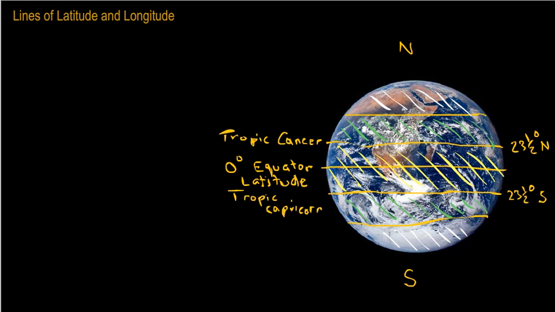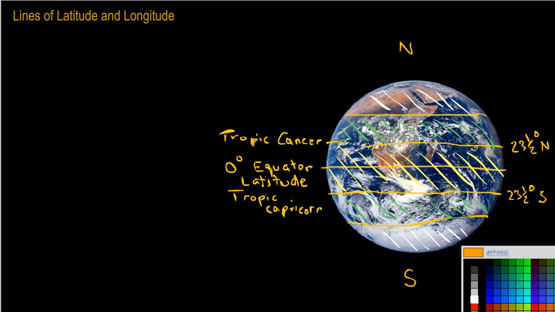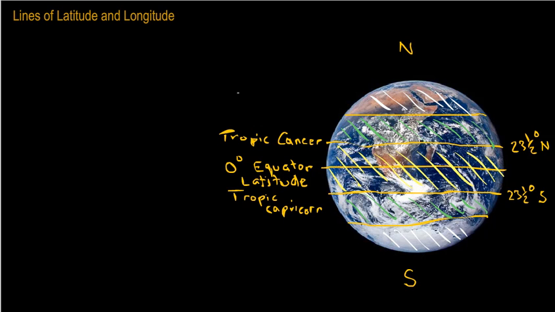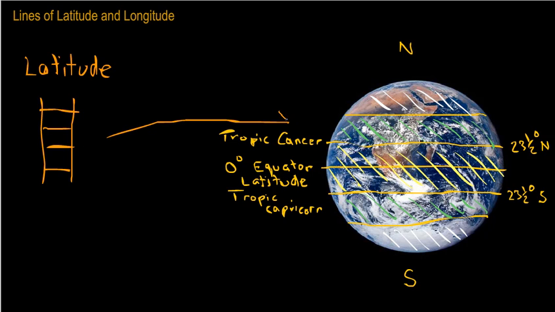Now it's very easy to remember which lines are the latitude and which are the longitude lines by thinking of a ladder. If we write latitude, we think of the rungs of a ladder, these rungs here, then they can remind us of the lines of latitude that we've just been looking at over here.